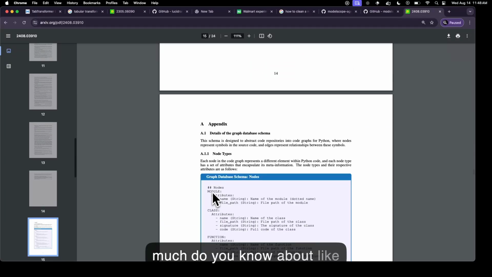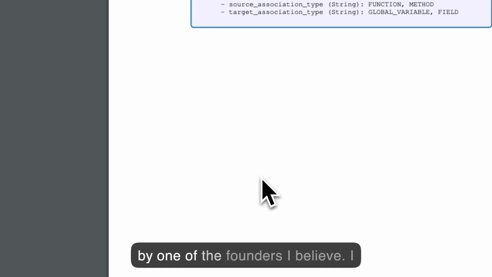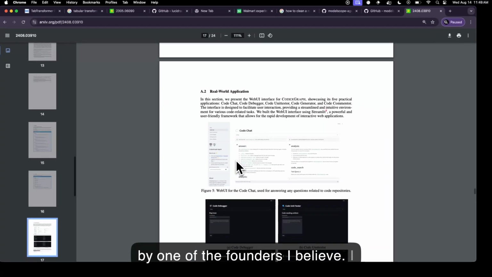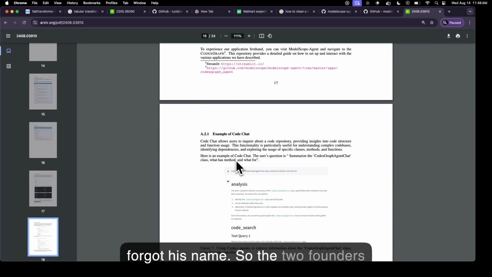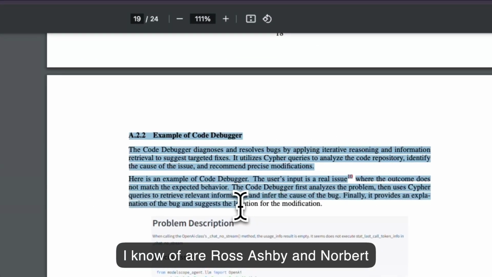So how much do you know about traditional cybernetics? I read a book by one of the founders, I believe. I forgot his name. All right. So the two founders I know of are Ross Ashby and Norbert Wiener.